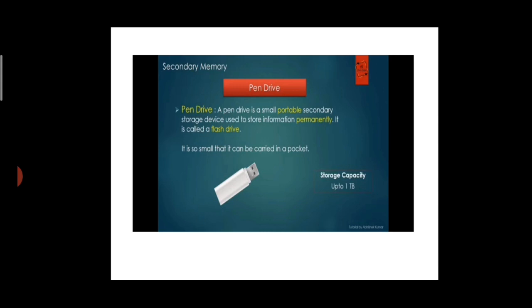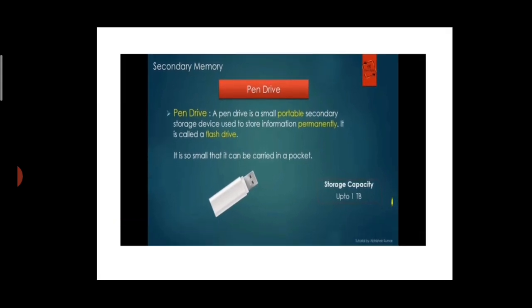Another name for pen drive is flash drive. Flash drive is also known as pen drive, and pen drive is also known as flash drive. It is so small that it can be carried in a pocket, but it can store a large amount of data permanently. The storage capacity of a pen drive is up to 1 terabyte.